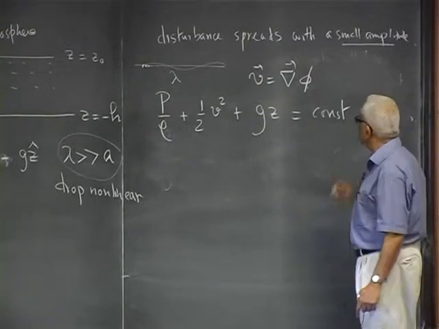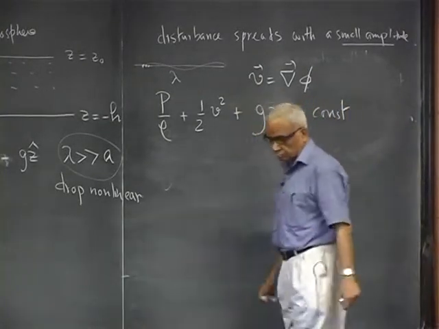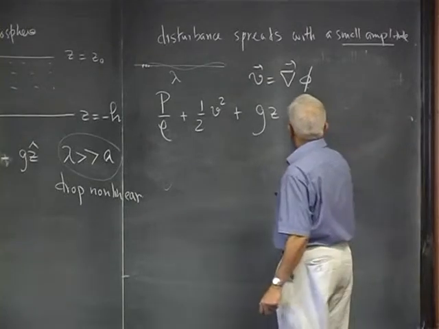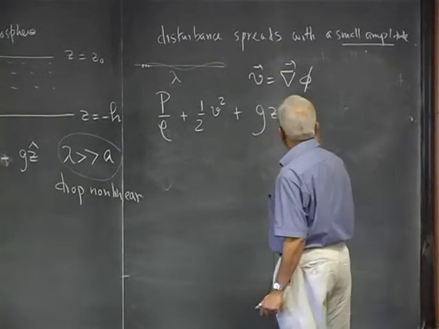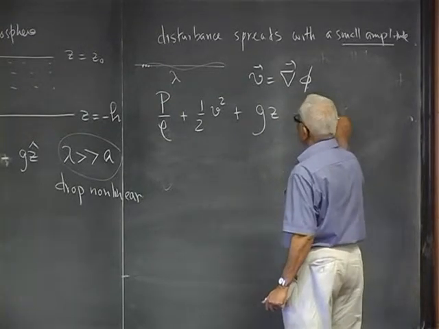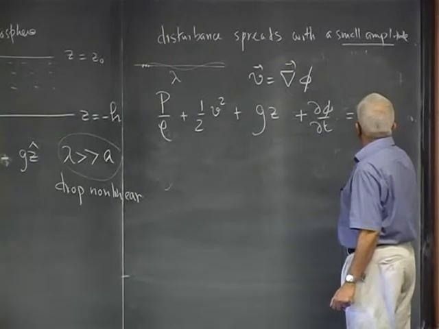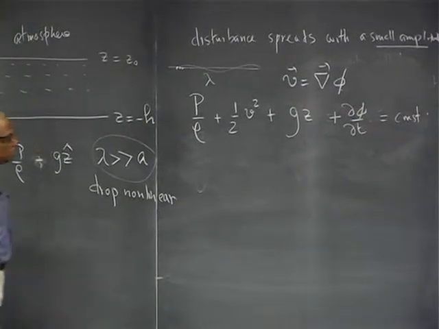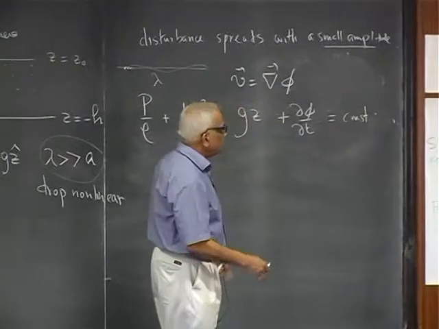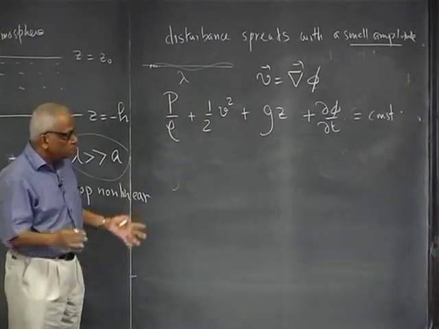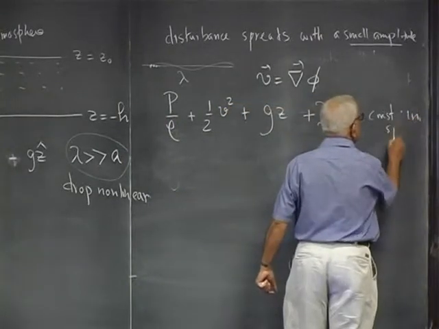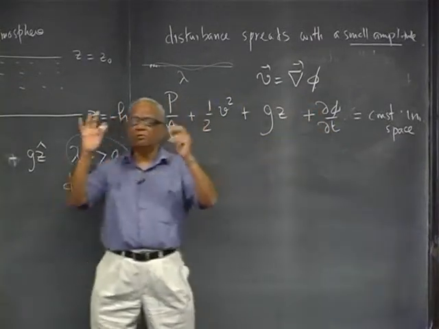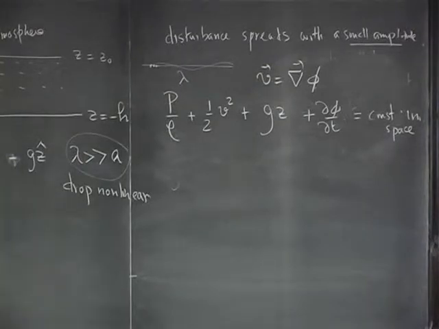That's the business, plus I have not written a term, plus del phi del T. So del phi del T plus P over rho plus half V squared plus G Z is going to be a constant which depends only on time, a constant in space. So it's a function of time, and I can always choose that function of time such that I can absorb it in this phi and call this constant 0. So very good.